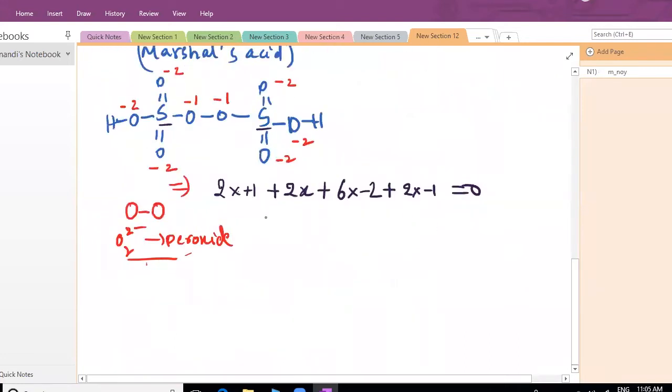So how much can you calculate here? 2 plus 2x minus 12 minus 2 equal to 0. This -2 plus 2 will be cancelled. Then 2x equal to plus 12. Then x equal to plus 6.